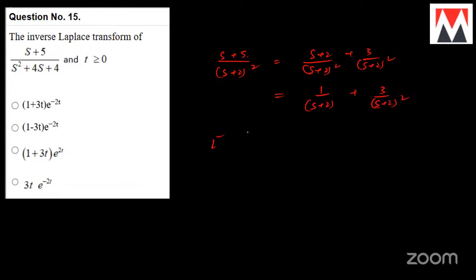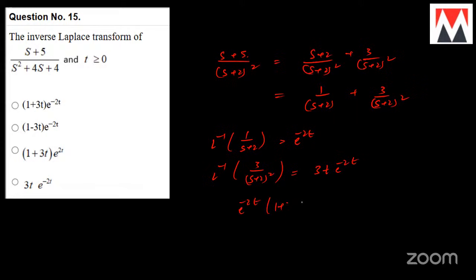So L inverse of 1/(s+2) can be written as e^(-2t). L inverse of 3/(s+2)² can be written as what? See, when there is a constant on the top, you will get 3t into, it is again (s+2)², so it is again e^(-2t). So the sum of these two is nothing but e^(-2t) taken as common. You will get (1+3t). So it is A.